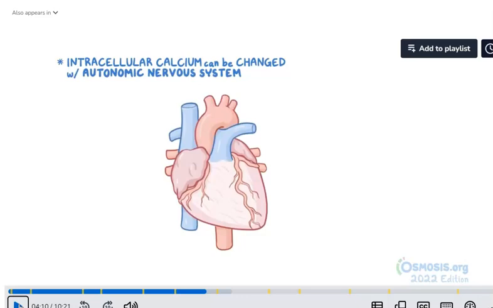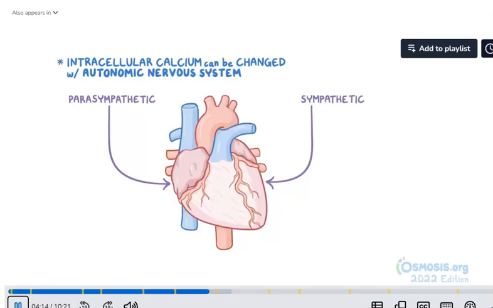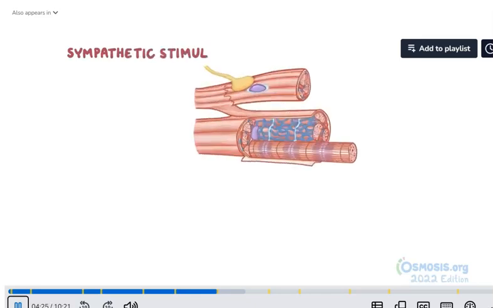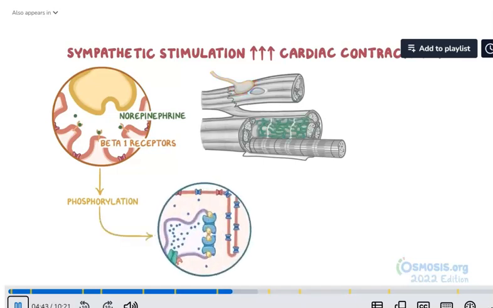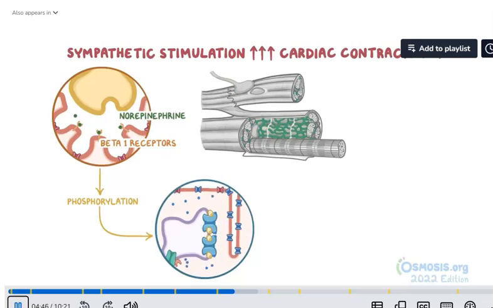The heart is innervated by both parasympathetic and sympathetic neurons of the autonomic nervous system. Sympathetic neurons have a positive inotropic effect, where positive means increase, and inotropic refers to contractility. So sympathetic stimulation increases cardiac contractility by releasing catecholamines like norepinephrine, which bind to beta-1 receptors on cardiomyocytes. Activation of the beta-1 receptors leads to downstream phosphorylation of proteins like calcium channels on the sarcoplasmic reticulum membrane, which increases the sarcoplasmic reticulum's ability to release calcium.